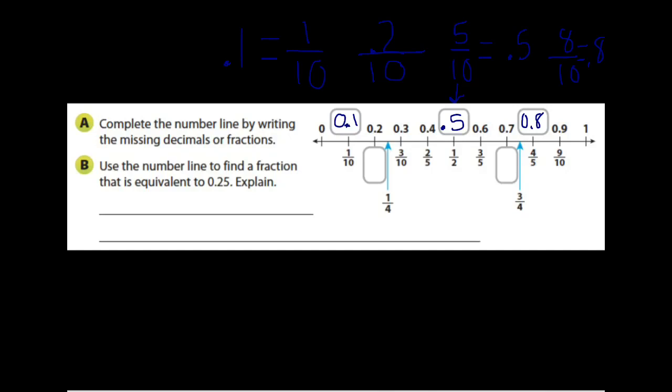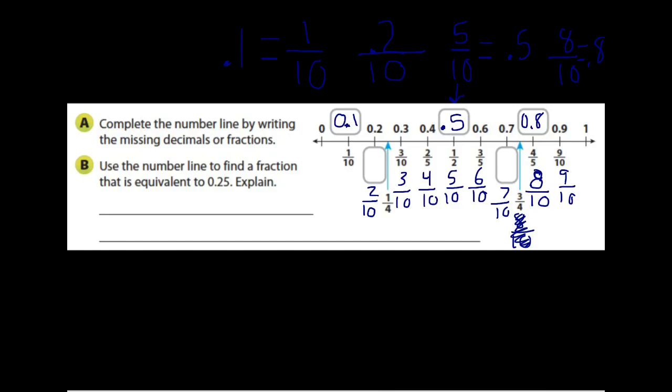Now if I look on the bottom, I can do this just to make things easier. I see 1 tenth. The next one would be 2 tenths, 3 tenths, 4 tenths, 5 tenths, 6 tenths, 7 tenths, 8 tenths. Oops, scribble out that. 8 tenths should be underneath 4/5, 9 tenths, and 1 whole.